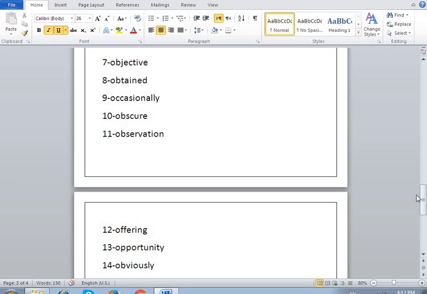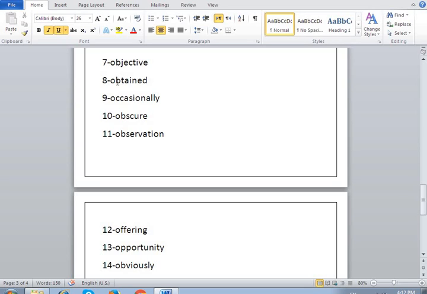Hey guys, we have misspelled words, so we have to correct them and write them in the spaces. Number 7, what could it be? At last, I'm close to accomplishing my objective. Yep, objective. We have to cancel one of the two B's which we have. Objective with one B. Okay.